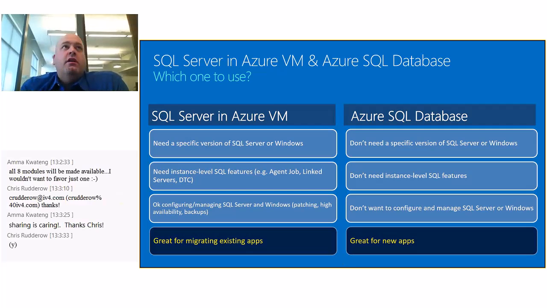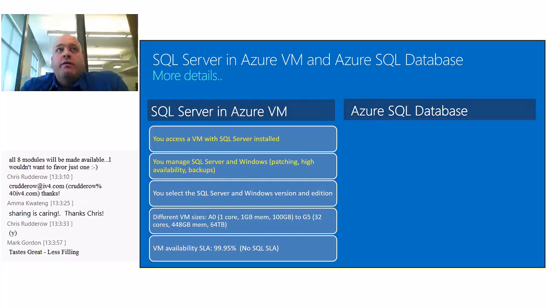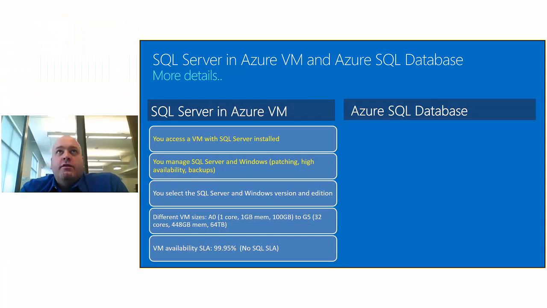Continuing on that discussion, in SQL Server in Azure VM, you access the VM with SQL installed on it. And as I mentioned, you're able to install whatever version of SQL Server you would like to. You manage SQL Server and Windows on your own. You select the SQL Server and Windows version. In addition, we offer many different sizes, and we'll go over some of those today, and I'll show you in our demo how to set this up. Really simple and easy. And virtual machine availability is set at 99.95%. There is no SLA for SQL on top of that or any services that run on top of that virtual machine.